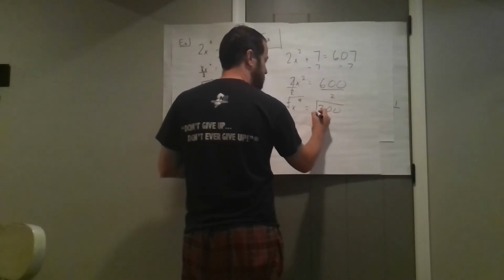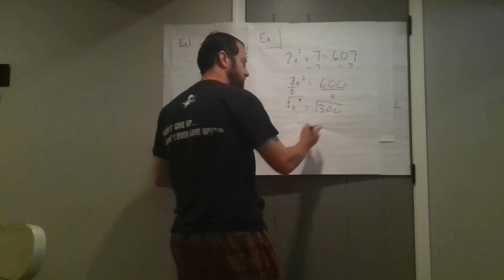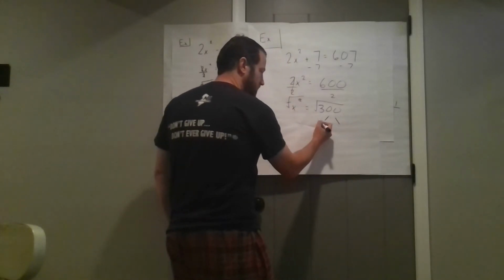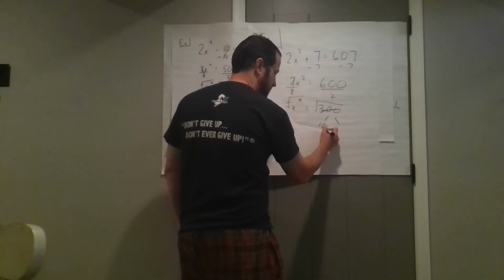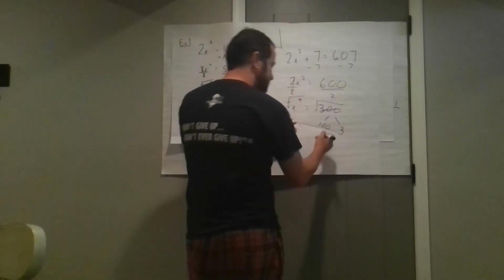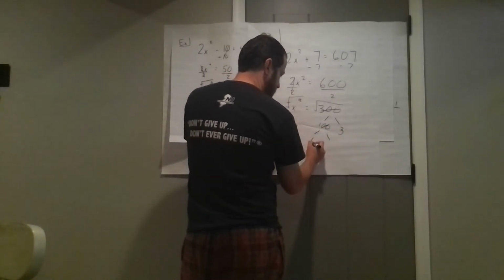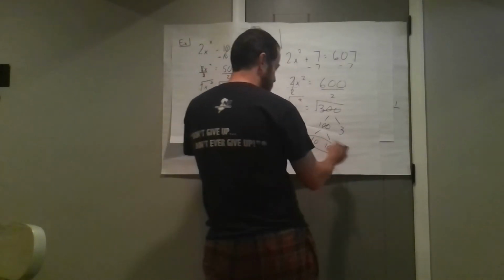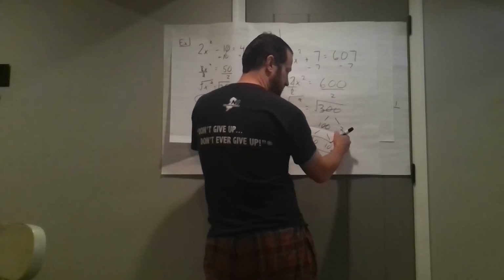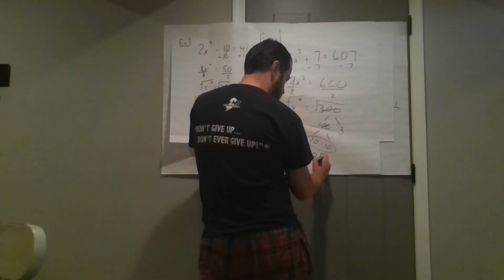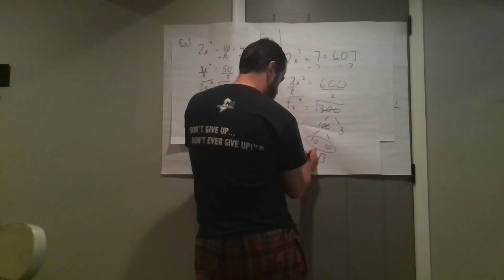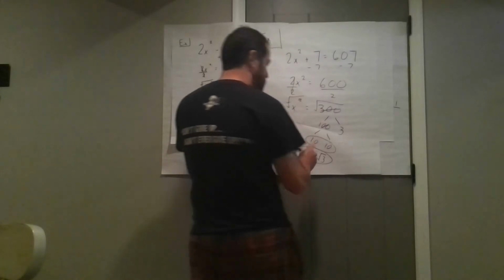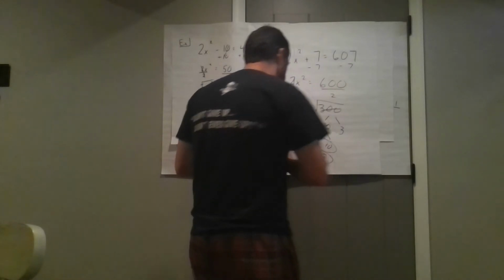Square root both sides. This is not a perfect square, so we break that puppy down. 300 is 100 times 3. 100 is 10 times 10. I see that's a pair already, so I'm not going to even break it down further. We get a 10 on the outside. We can't break that 3 down any further. So that becomes x equals, don't forget your plus minus, 10 root 3. This was amazing.